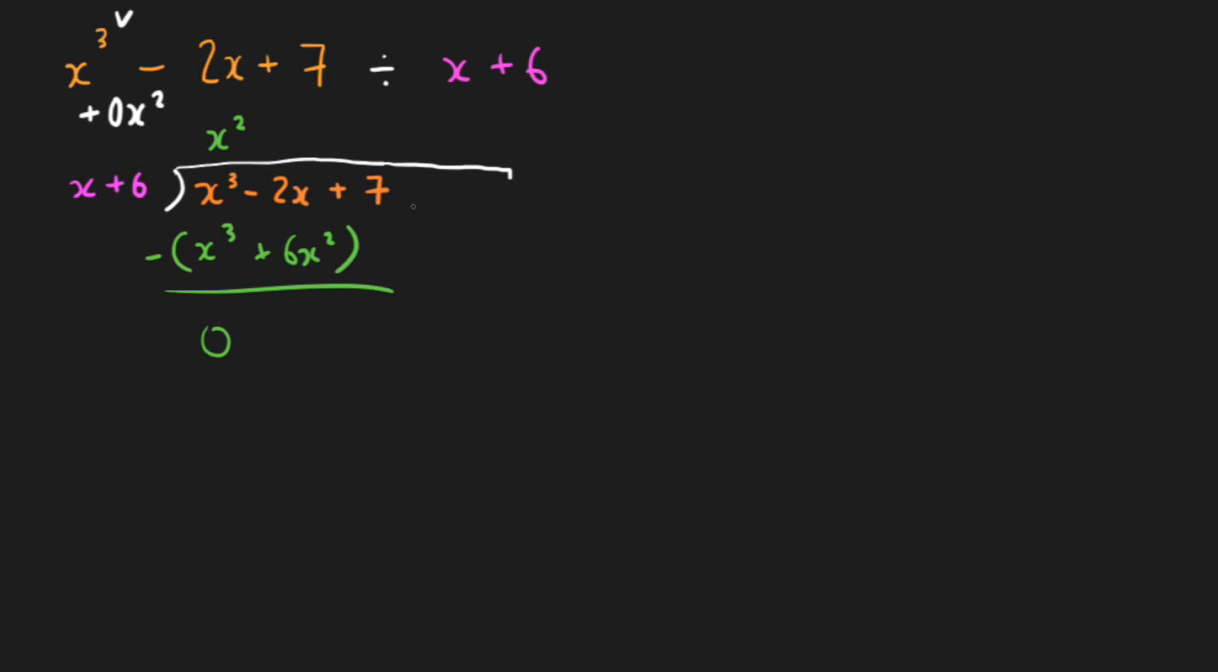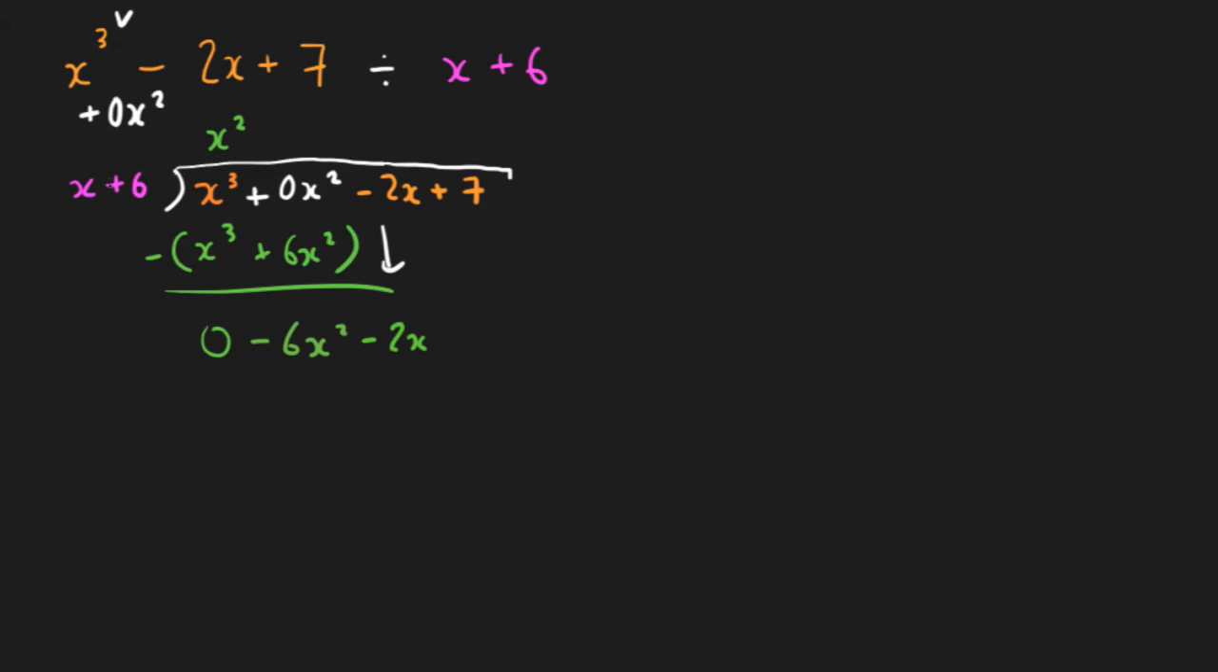So we need to get rid of this here and just add in that extra term, which was plus 0x squared minus 2x plus 7. Okay? Now we can do this because 0x squared minus 6x squared just gives us negative 6x squared. We carry over this negative 2x. What do we get? Negative 6x squared minus 2x.